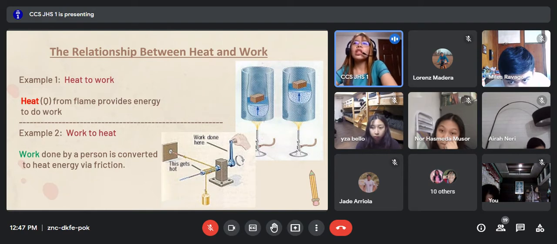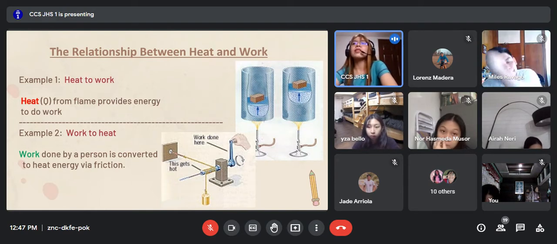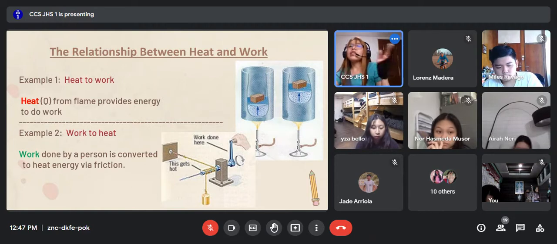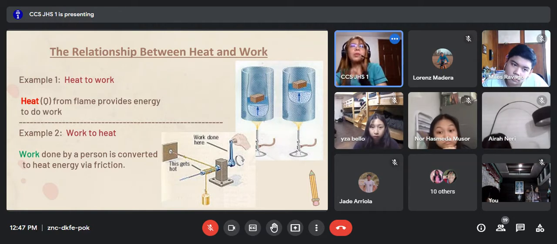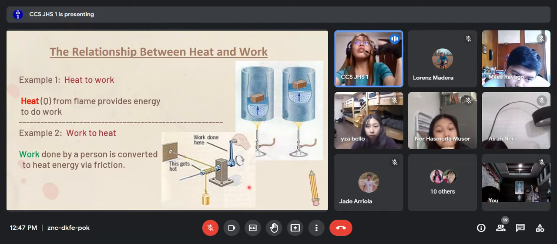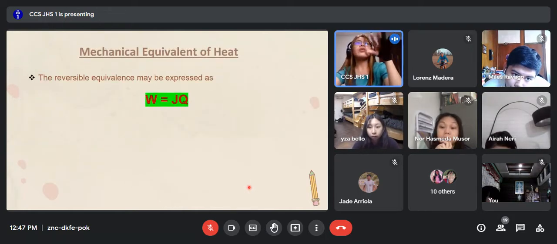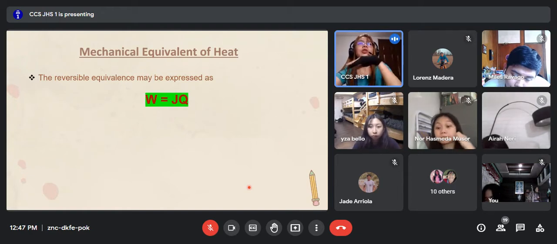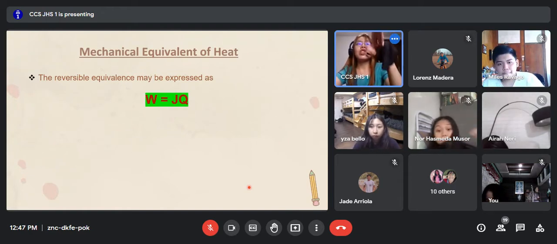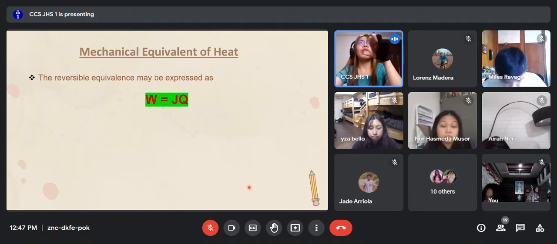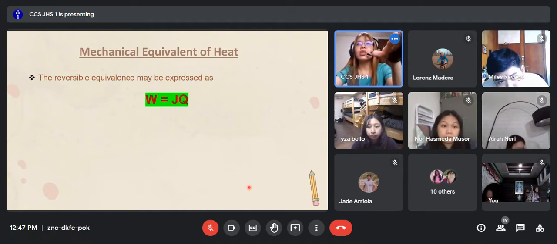So the conversion of work to heat is reversible. That is, mechanical work can be transformed to heat, and then heat can also be changed to work. Okay, these reversible equivalents may be expressed in this equation. So we call that the mechanical equivalent of heat. The reversible equivalents may be expressed as W is equal to J times Q. So what is J? That is what we call the mechanical equivalent of heat. That is constant, don't worry.